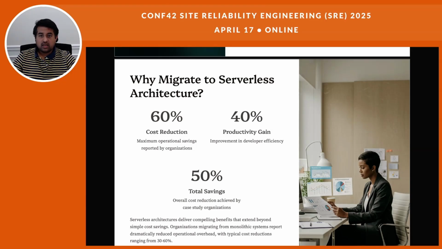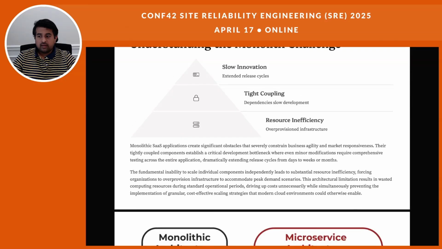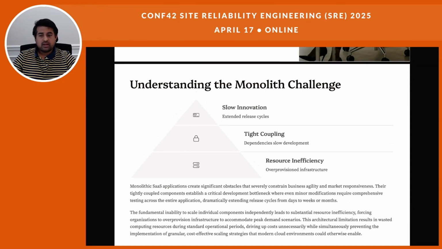These benefits collectively contribute to more agile, cost-effective, and scalable development environments, empowering organizations to innovate and compete effectively in the digital landscape. Now let's try to understand a bit more about the monolith challenge. Monolithic SaaS applications create significant obstacles that severely constrain business agility and market responsiveness.